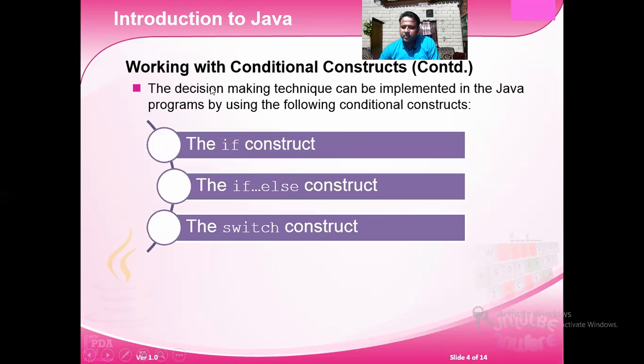The decision making technique can be implemented in the Java program by using the following conditional constructs. One is the if construct, the if else construct, and another is the switch case construct. So these are the three decision making techniques we are using for checking with the conditional construct.